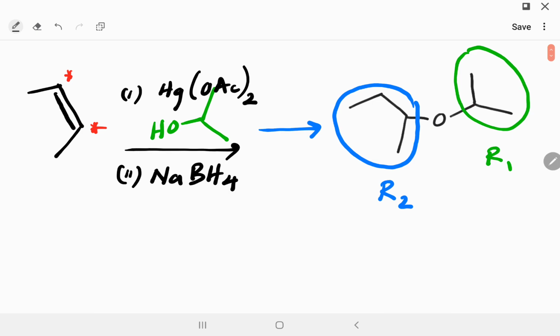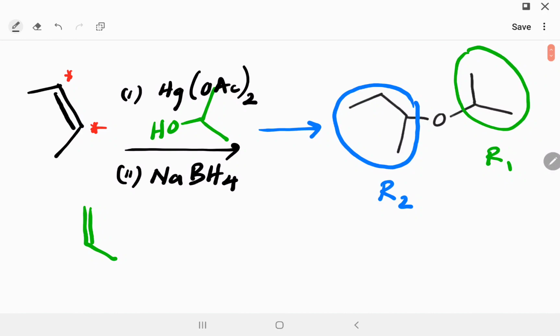But there is another way to do this. Let's say R1 comes from the alkene. So let's get the alkene. What I want to do is use the same R group, but I want to have a double bond. I'm going to put the double bond right here. So here is my alkene.